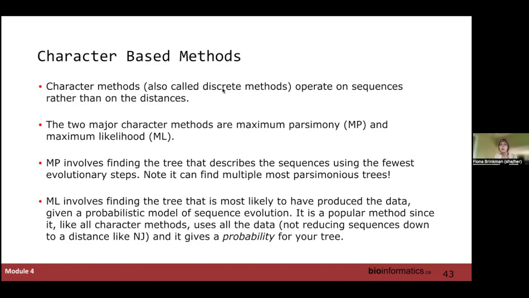Also called discrete methods, they operate on sequences rather than distances. The two major character methods are maximum parsimony and maximum likelihood. Maximum parsimony involves finding the tree.